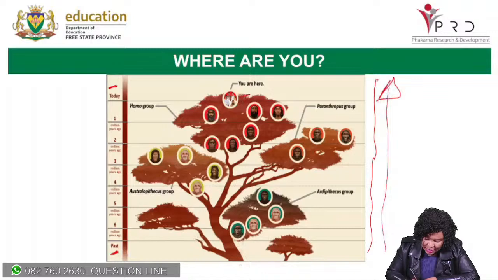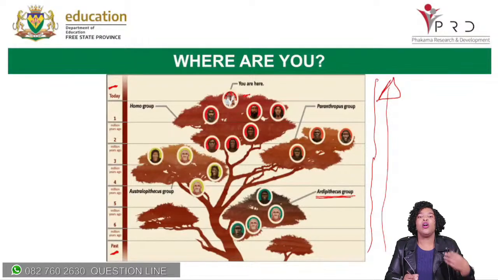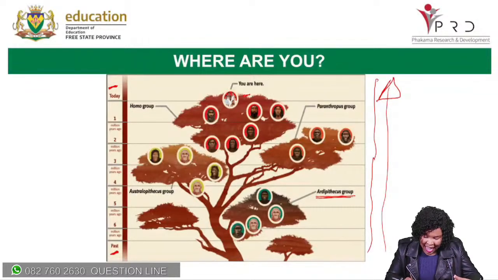So the ones that we find at the bottom, the ones that appeared the earliest, are the Ardipithecus group, meaning Ardipithecus is the oldest common ancestor of the hominids. You can see they appeared 5 million years ago. 6 million years ago, they were already there. You see? And then you come to the next group that descended from the Ardipithecus.